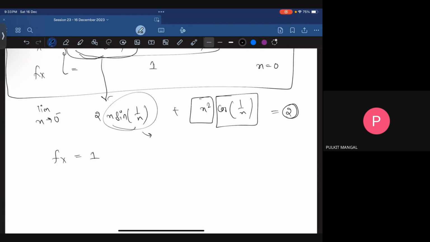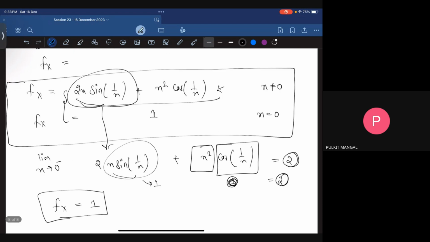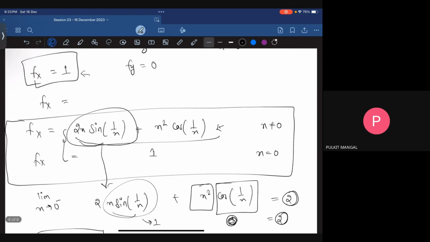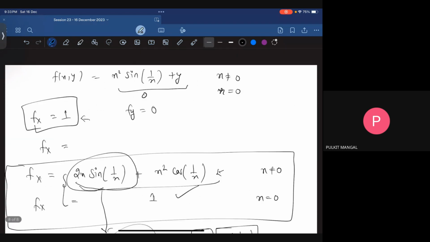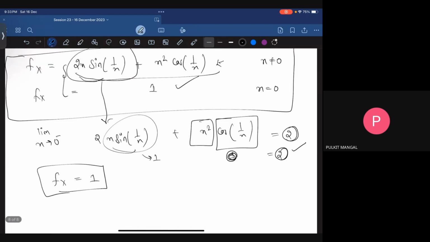As this will go to 1, this will go to 1. So the limit exists. Oh, sorry, this will go to 0, right? While this will go to 1, so the limit would be 0, but my function value is 1. At 0, my function value is 1, while the limit is 2. So it is not continuous.